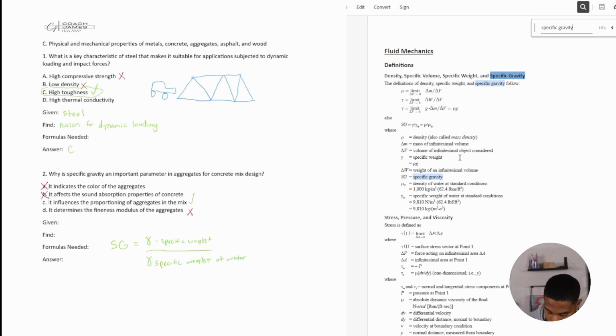And even if it did, I would say the better answer is still C. Because I technically don't know what the fineness modulus is, but for concrete mix, you're looking at specific weight and you're not determining how fine or not fine something is to get your specific gravity of the mix.